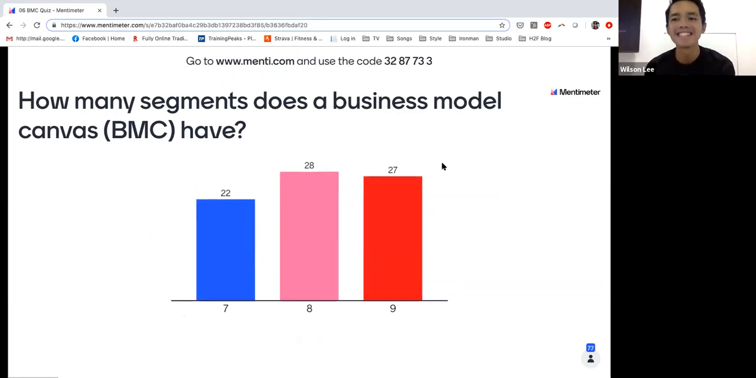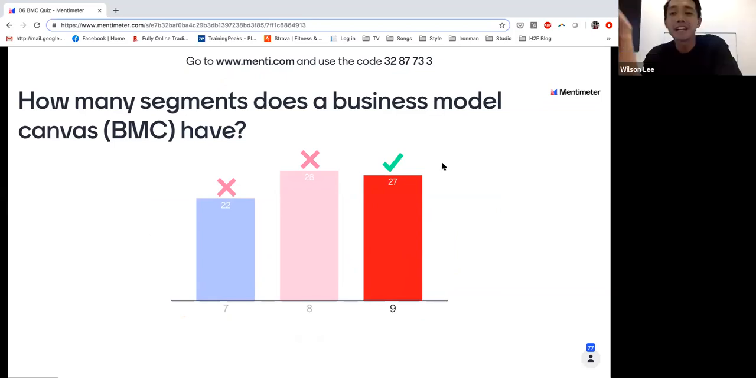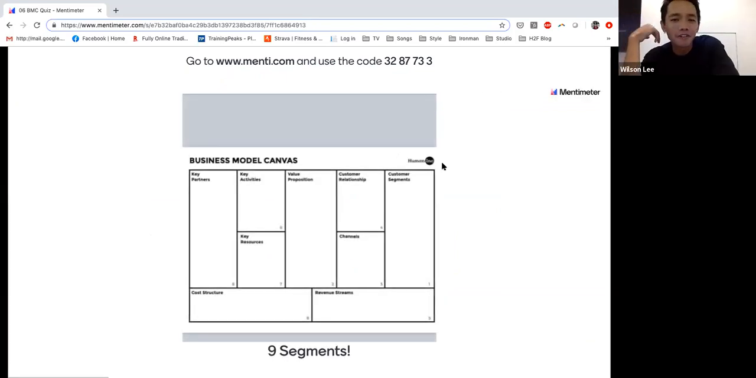How many people got that right? But yeah, so now you know. Now you obviously remember that there are 9 segments in the business model canvas. As you see in here, it is numbered, but that doesn't mean one is more important than the other, or that's the sort of method that you fill it out in. You can also start to choose the value proposition, for example, or key partners.